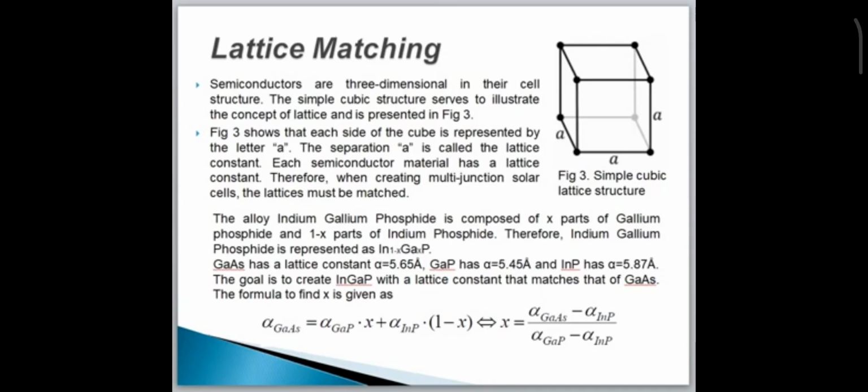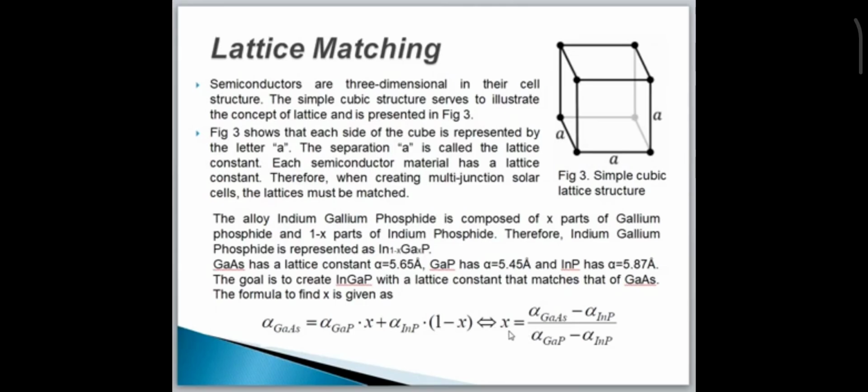The goal is to create indium gallium phosphide with a lattice constant that matches that of gallium arsenide. The formula to find X is given as follows: we have to find the value of X that will help to match the indium phosphide and gallium phosphide junction lattices. This is the formula: lattice constant of gallium arsenide equals lattice constant of gallium phosphide times mole fraction X, plus lattice constant of indium phosphide multiplied by the mole fraction 1 minus X. By solving this equation, you will find the value of X.